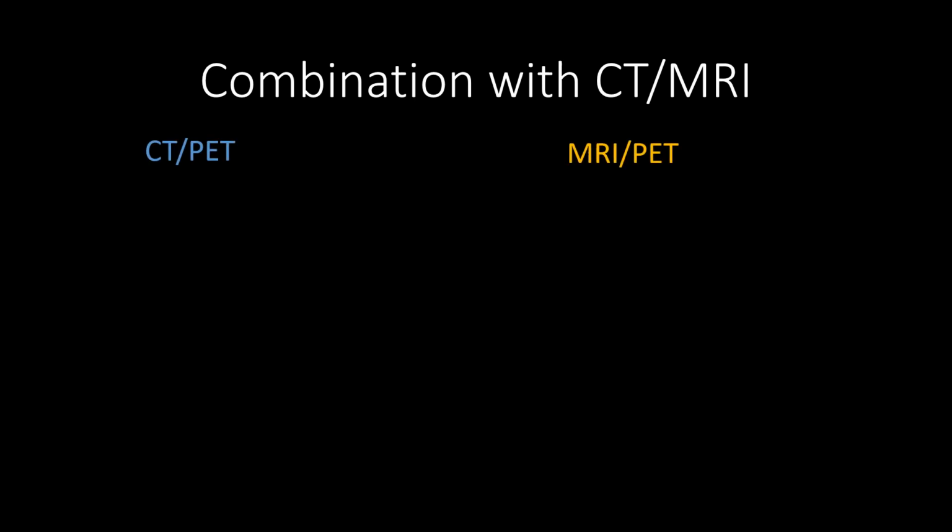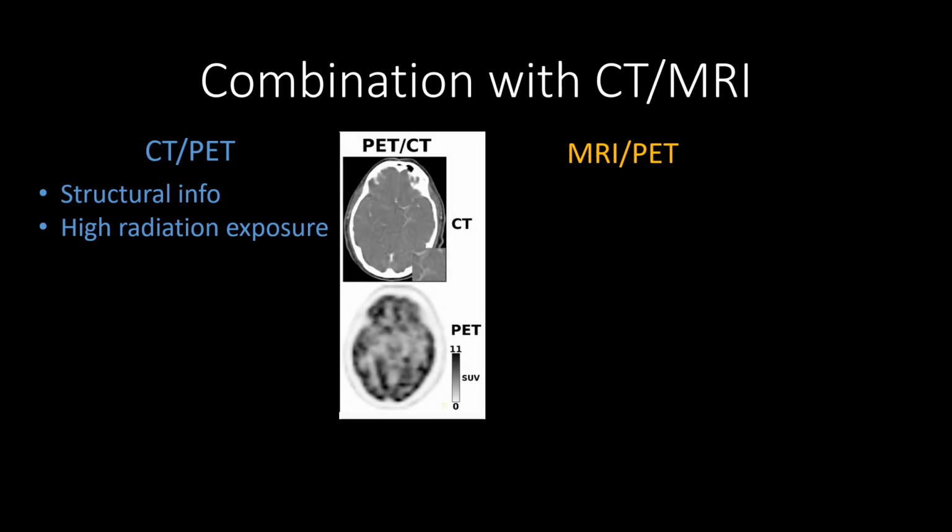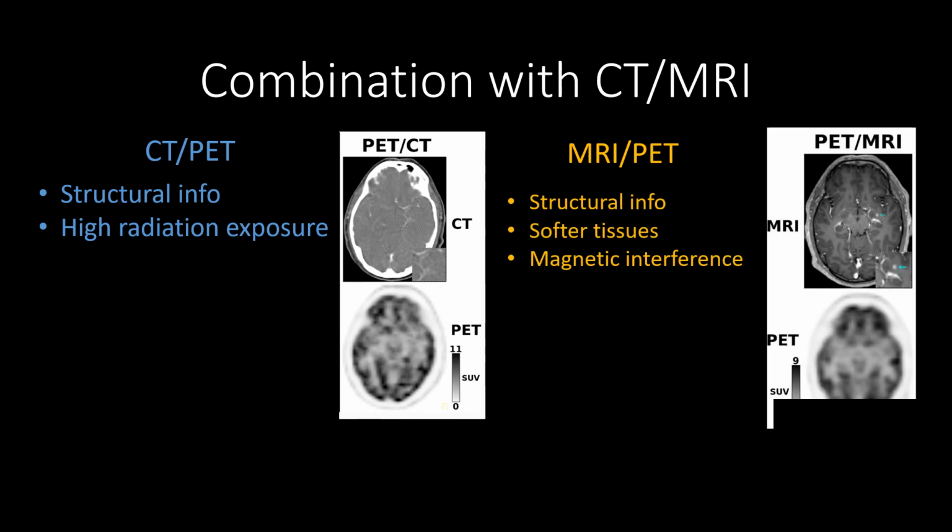However, a disadvantage of combined CT and PET is the high radiation exposure. This is lowered when a combined MRI PET is performed. This technique is also more beneficial for softer tissue. A limitation here is that there can be magnetic interference between the two modalities. This can be solved by replacing the photomultiplier tubes with photodiodes, which are easily integrated into the MRI machine.